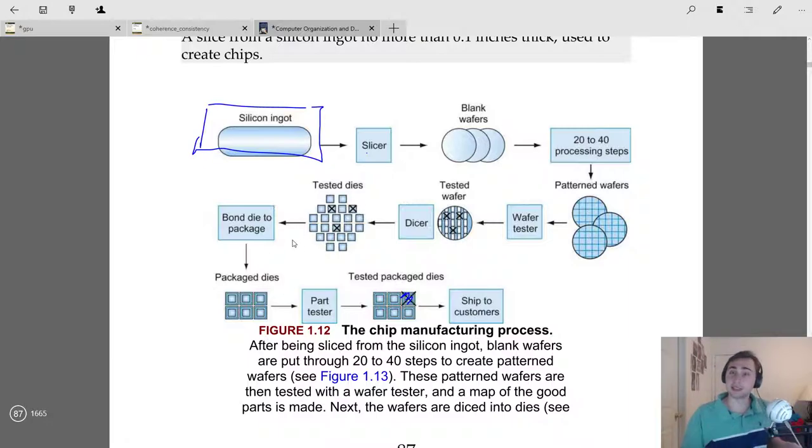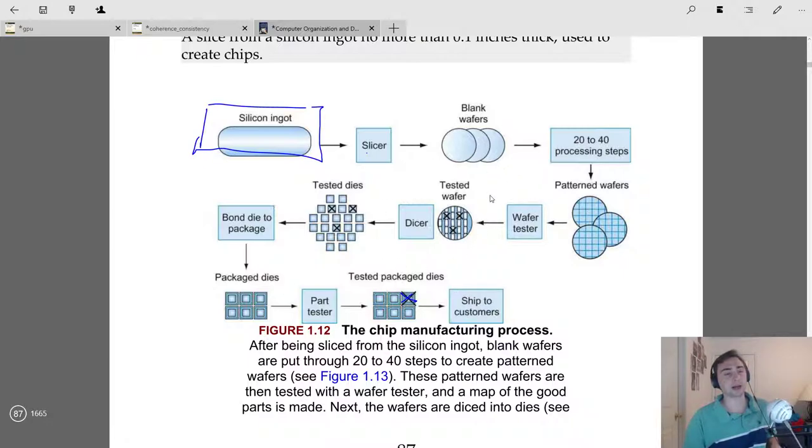But even still, these are not usable yet, right? To make them usable, they have to be bonded. We have to bond a die to a package, so we put them in a package. Then we have our packaged dies. But again, this is another step that we have to verify, so we put this through a tester, and then we'll have our tested packaged dies. Our dies get bonded to a package, then we make sure that everything's okay here. We knock out a couple where there were problems, and we ship it to customers.